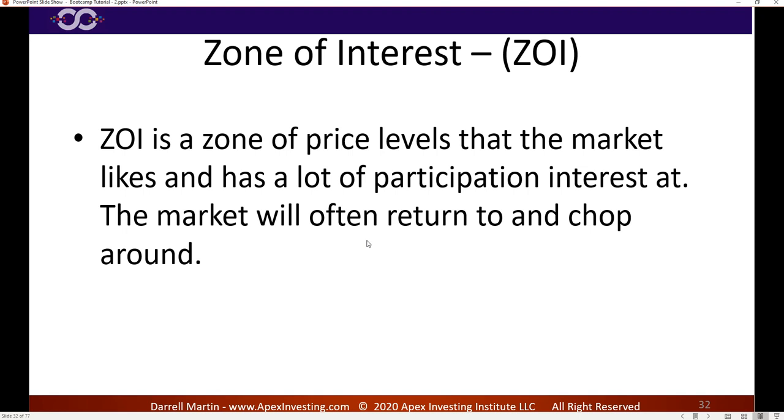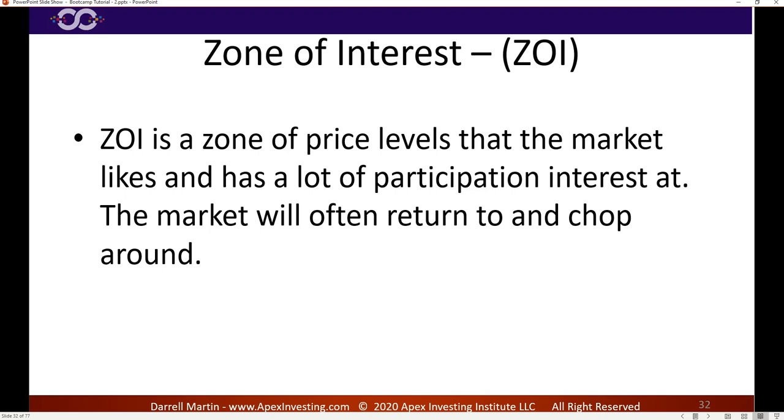ZOI, zone of interest. It's a price level that the market likes and had a lot of participation. Suddenly at this price level, within 2 to 4 price levels there, a lot of orders came in. There was interest right there. Something about that area of the market, that price level, attracted people.